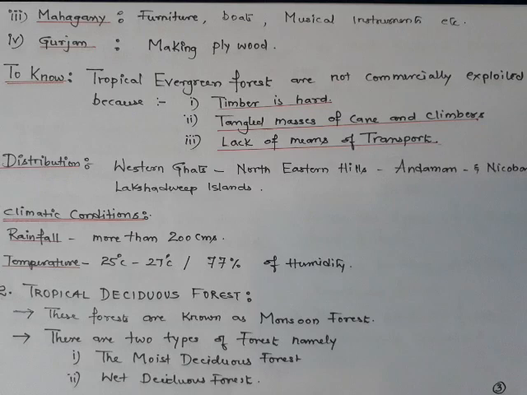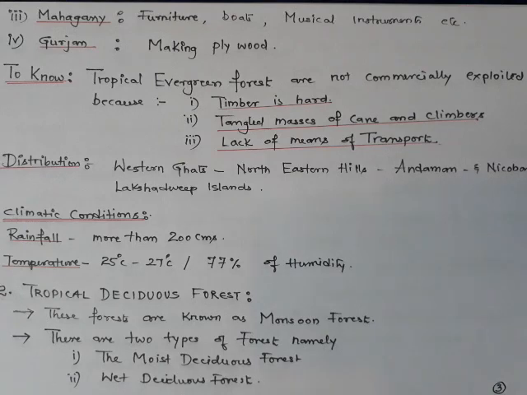Western Ghats receive a rainfall of more than 250 centimeters, whereas Northeastern Hills receive an annual rainfall of more than 1200 centimeters on an annual scale, whereas Andaman and Nicobar Islands and Lakshadweep Islands, being under the equatorial type of climate, receive an annual rainfall of more than 250 centimeters. So hence tropical evergreen forests are found in these regions.